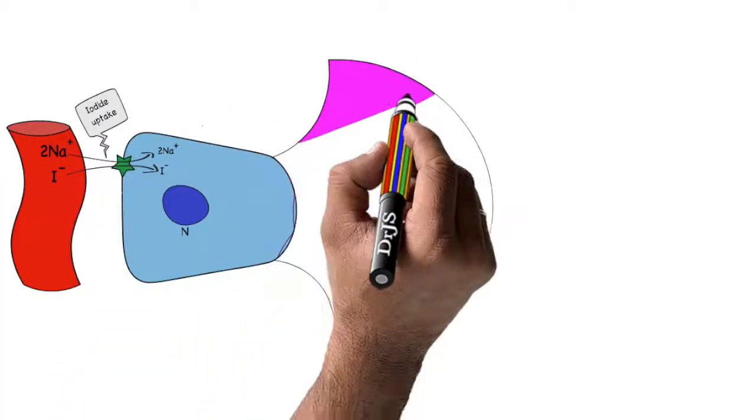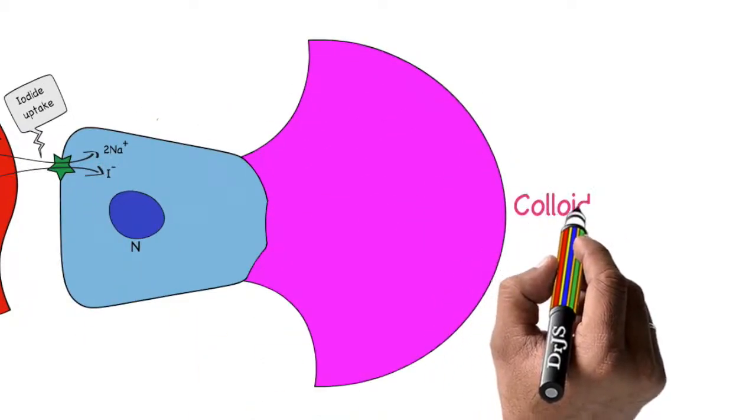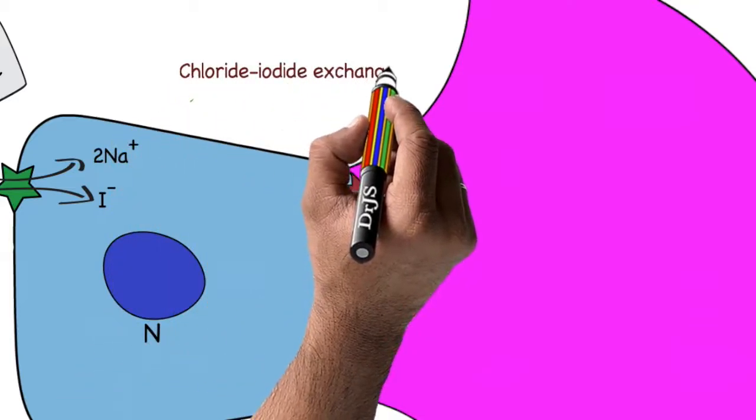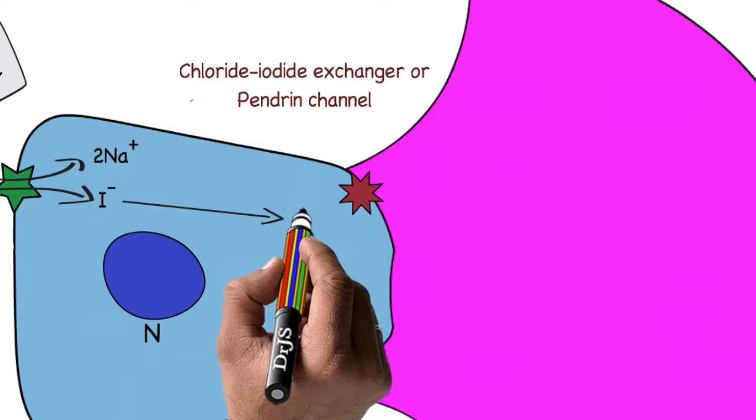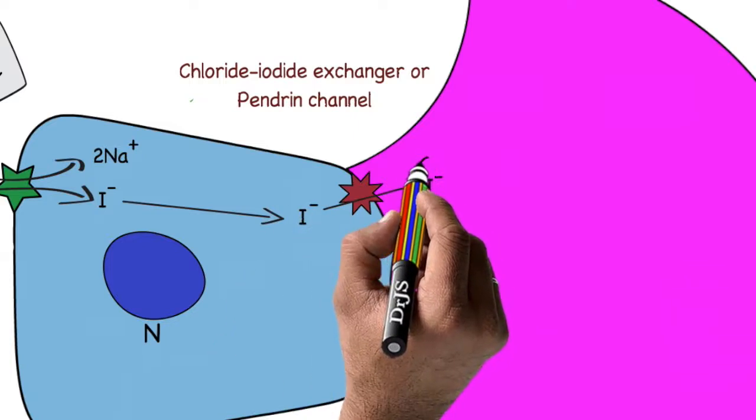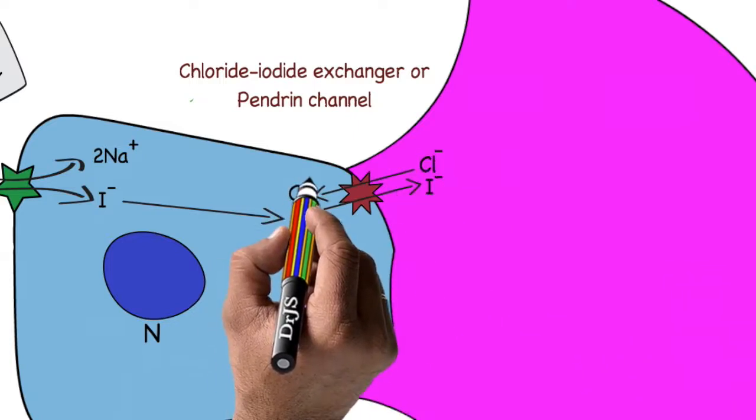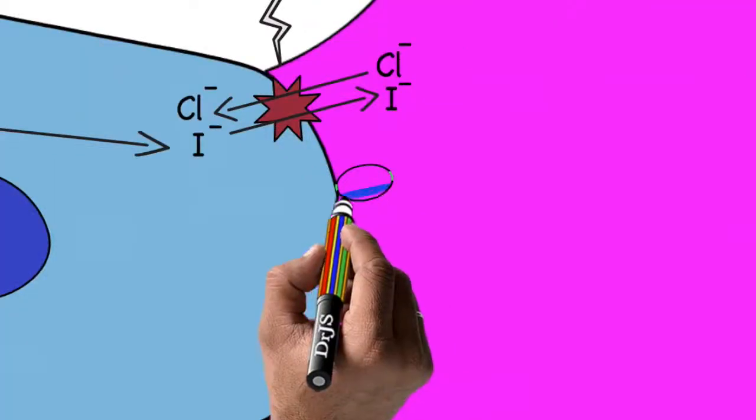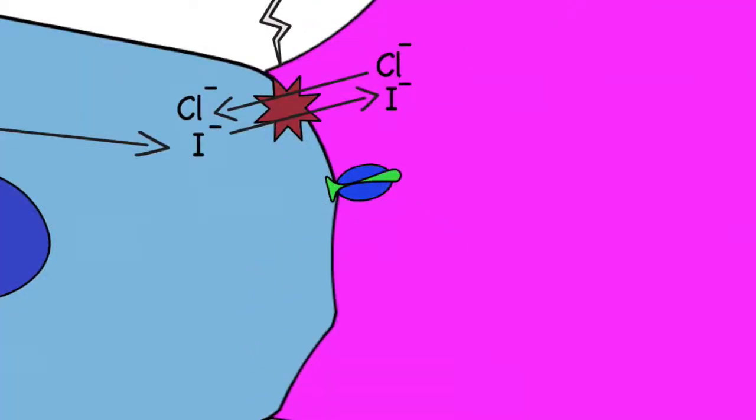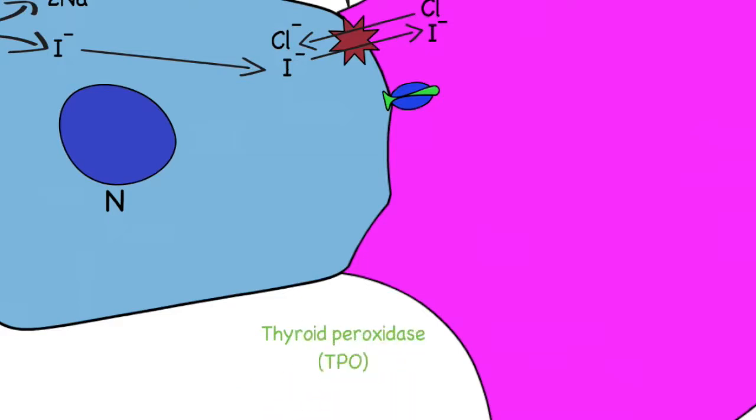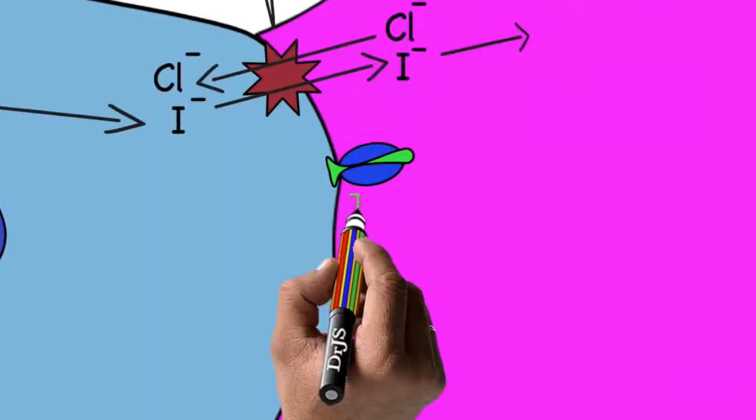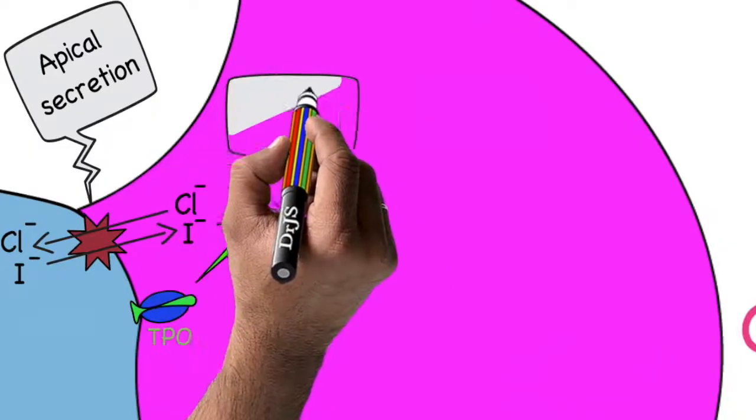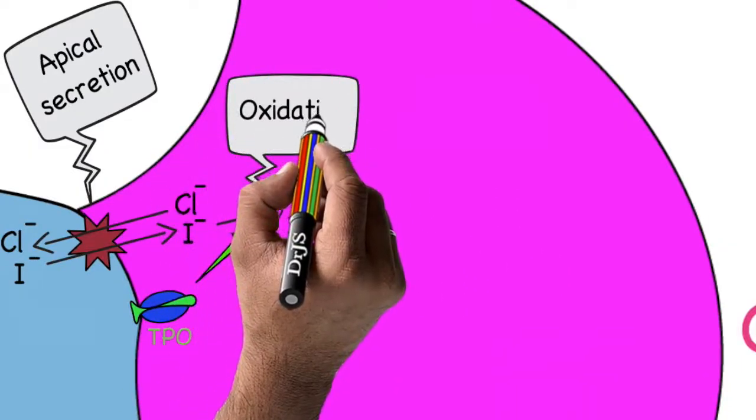The inner apical surface of thyrocyte, which is in contact with the colloid, has another type of transporter, called chloride-iodide exchanger or pendrin channel, through which iodide is secreted into the colloid and chloride is taken up by the thyrocyte. This is called apical secretion. The apical surface of thyrocyte has a membrane-bound enzyme which is called thyroid peroxidase or TPO. This enzyme oxidizes the iodide into the iodine. This step is called oxidation.